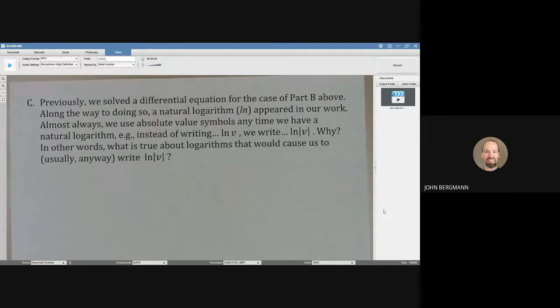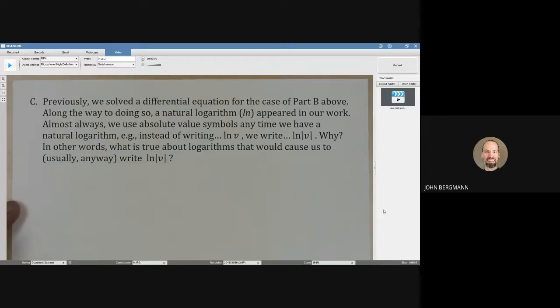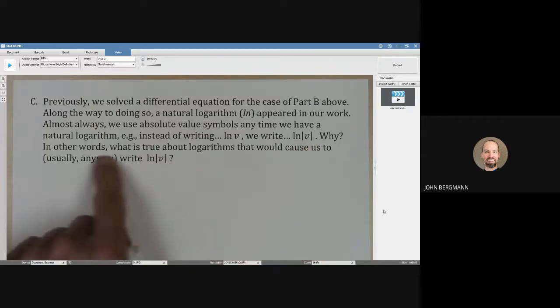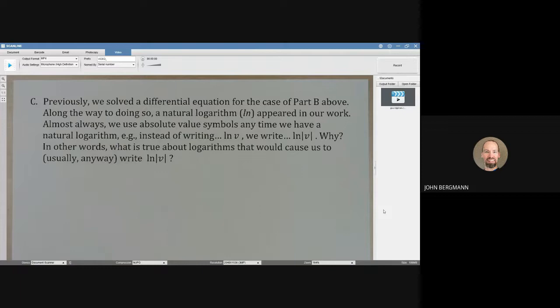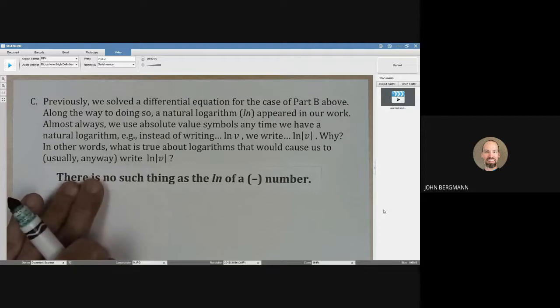Last thing for this video. Previously, we solved a differential equation for the case of part B. Along our way, a natural logarithm appeared. Almost always we use absolute value symbols anytime we have a natural logarithm. That is, instead of writing natural log of v, we might write natural log of the absolute value of v. Now, why is that? In other words, what is true about logarithms that would cause us to usually write the absolute value of v? Well, you can't take the logarithm of a negative number.